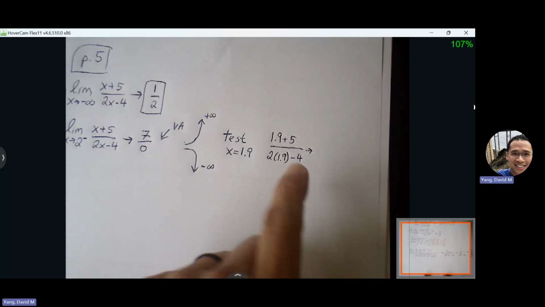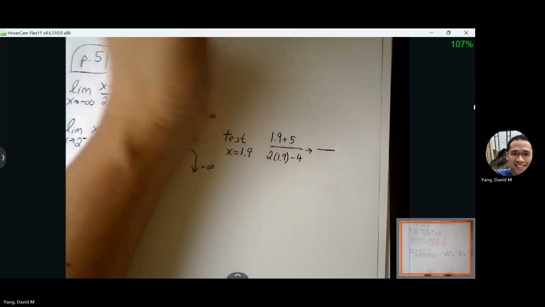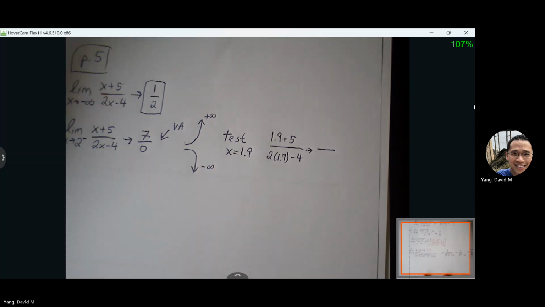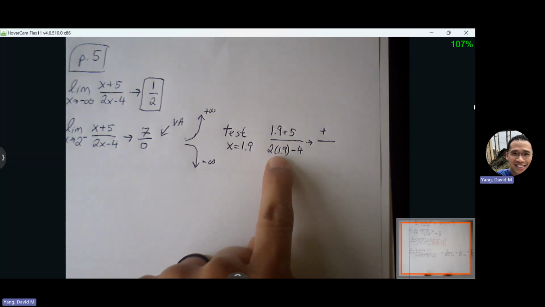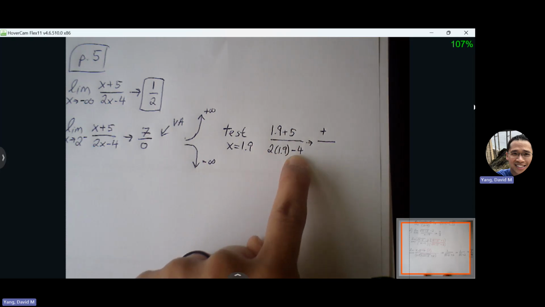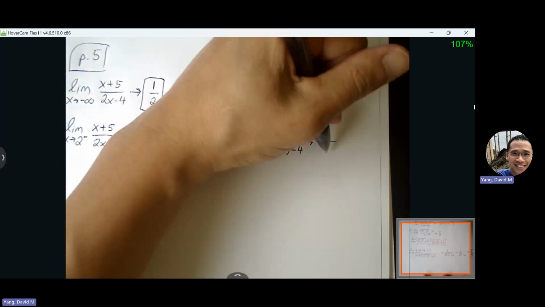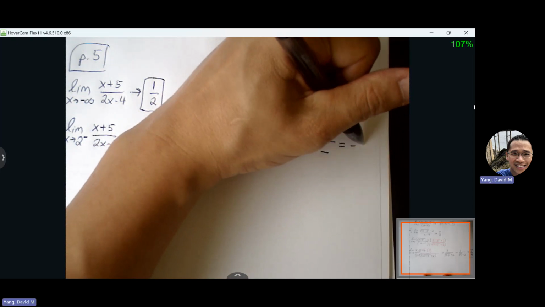Okay, so numerator, we get what? Positive. Now, we know 2 times 2 is 4. 2 times 1.9 is a number less than 4, right? So we don't have to know what that number is. We know it's less than 4, like 3 point something. 3 point something minus 4 is going to be negative, so negative.